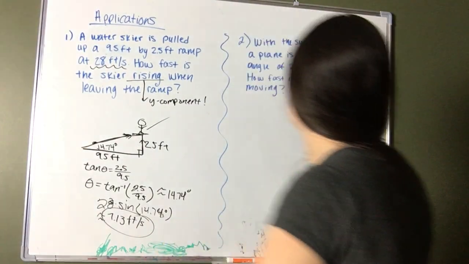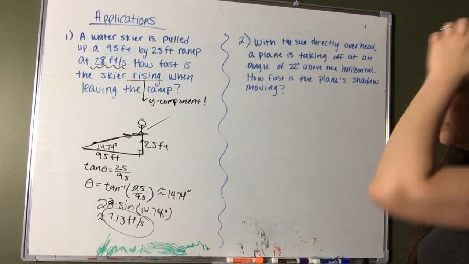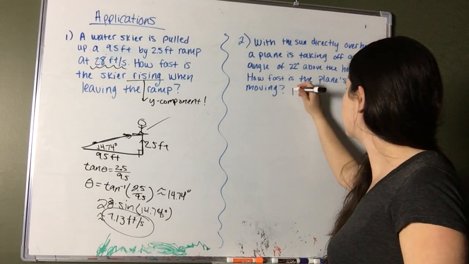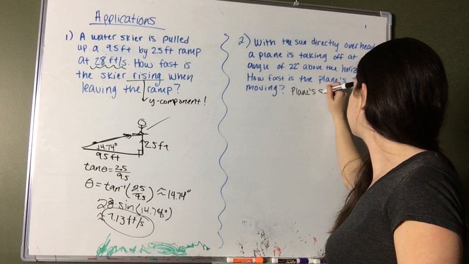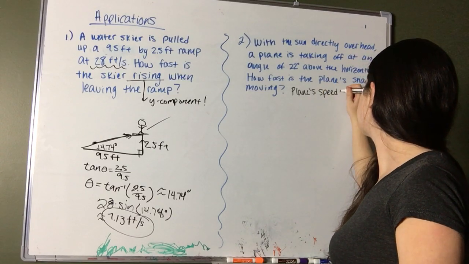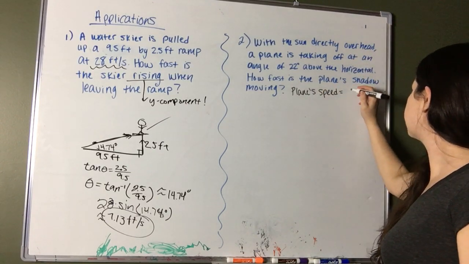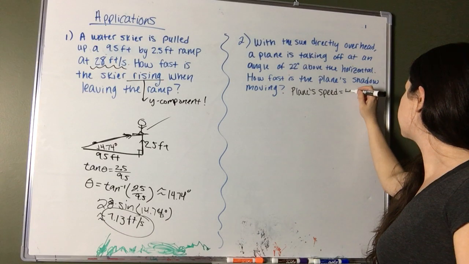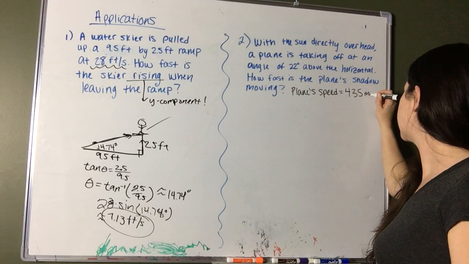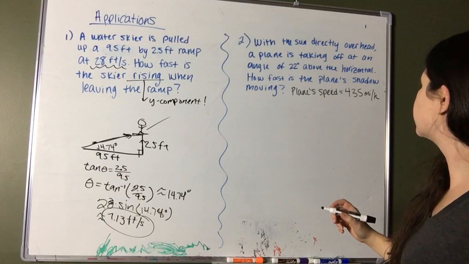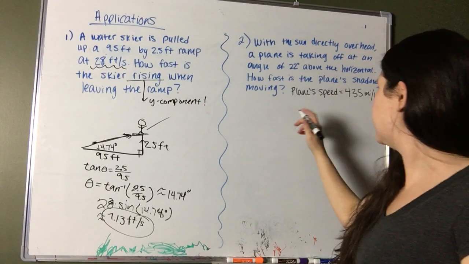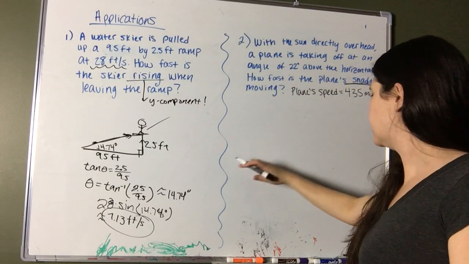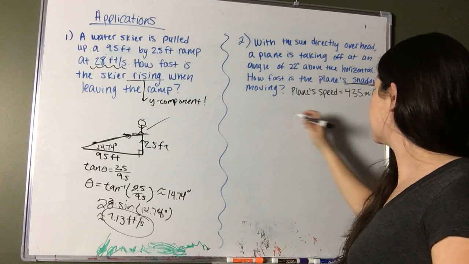We could just make something up, right? So we'll say the plane is taking off at 435 miles per hour. Okay, so for the shadow, we'll think about where the shadow would be. The shadow would be on the ground, right? So we're going to be looking for the x component.